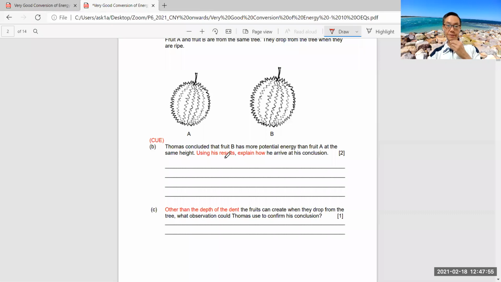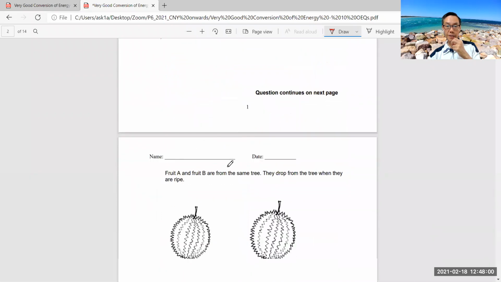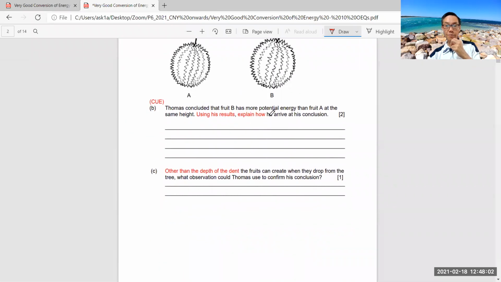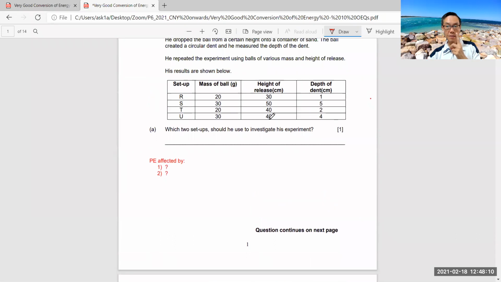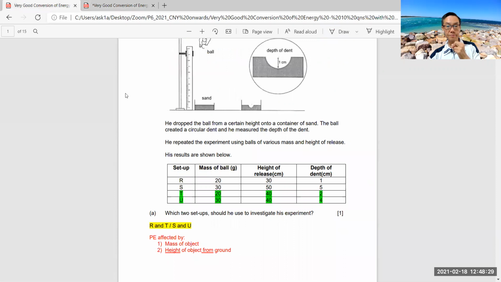Okay, let's return here. In the student's answer, he must use the table presented to explain that fruit B has more potential energy than fruit A. In this example, he must choose a setup where the mass is greater but dropped from the same height. The mass is greater but dropped from the same height. So which should you choose? Let us review the answer here.